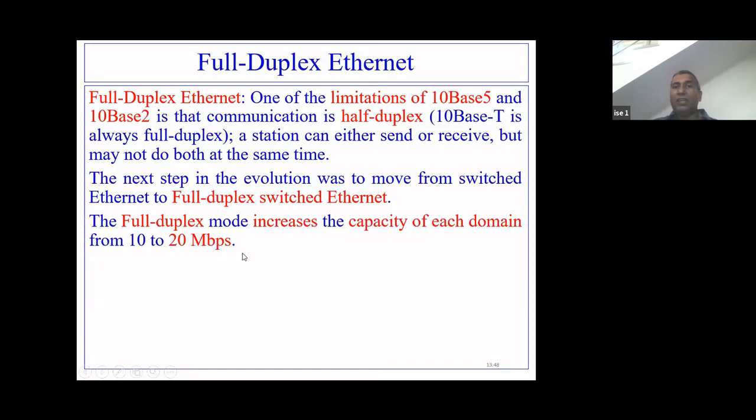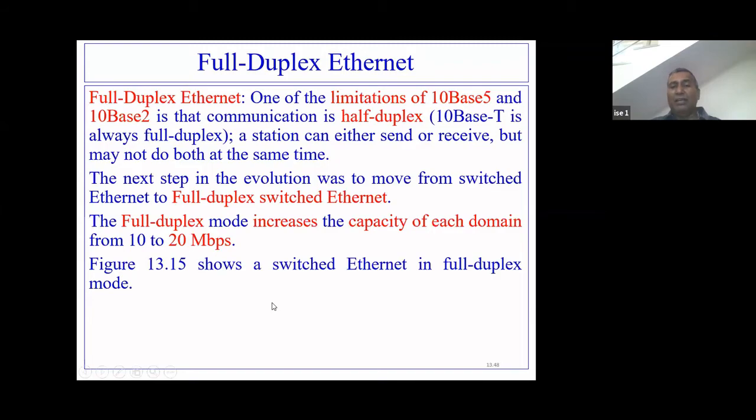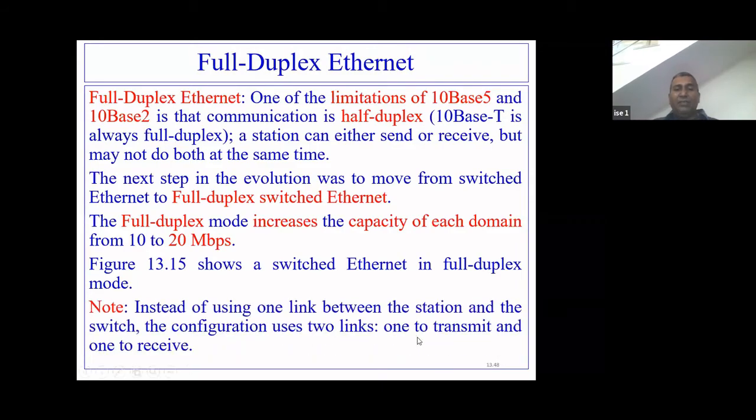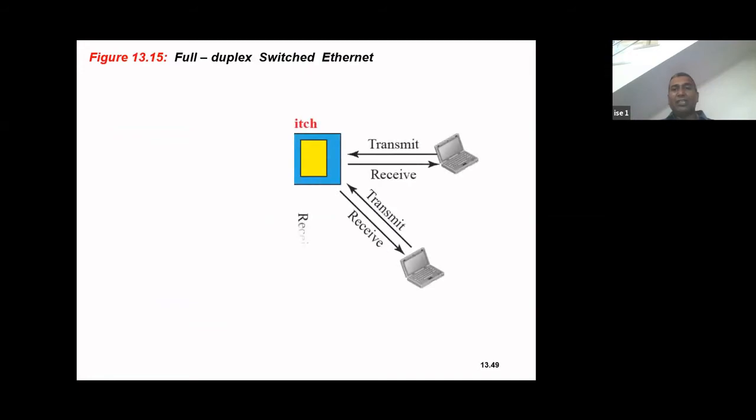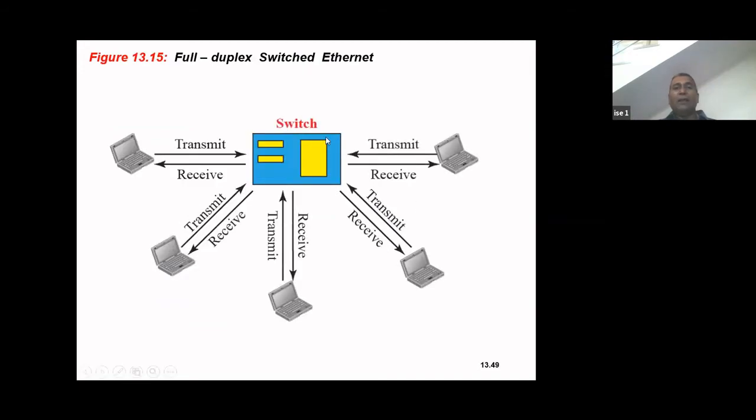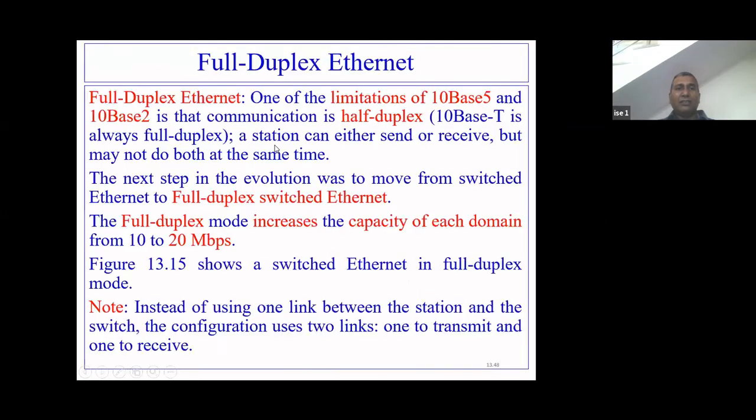Now you see here, as the advancements happened in Ethernet, the bandwidth went on rising, and the collision domains went on depleting, meaning decreasing. Instead of using one link between the station and the switch, the configuration uses 2 links, one to transmit the data, one to receive the data. So this is switched Ethernet only, but it is called full duplex Ethernet.